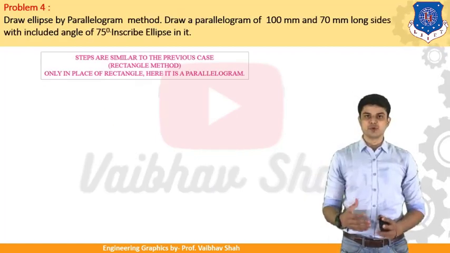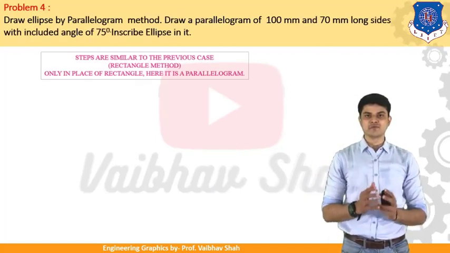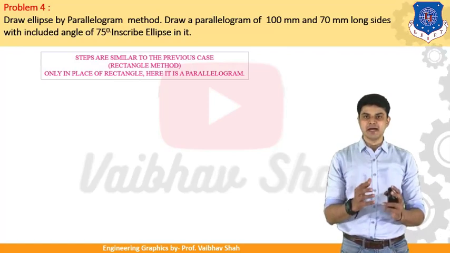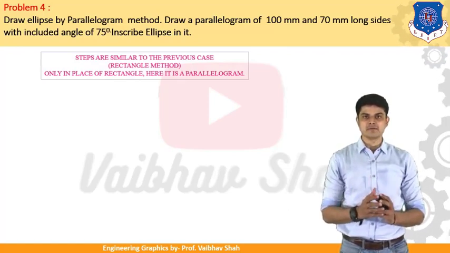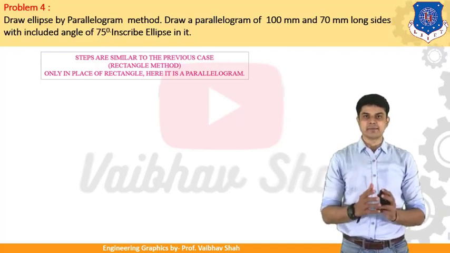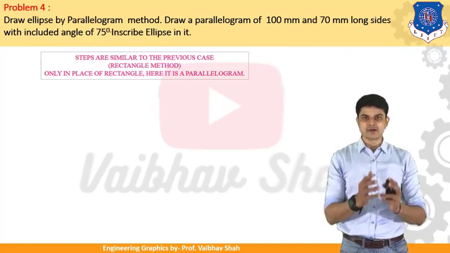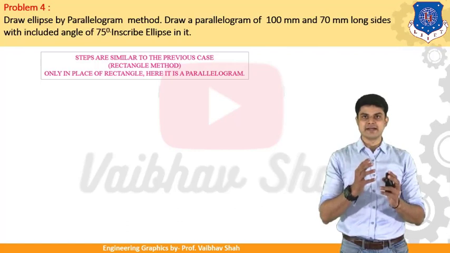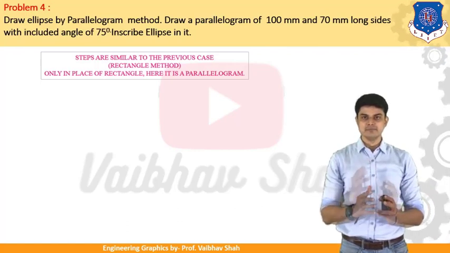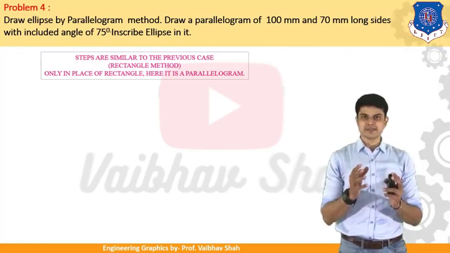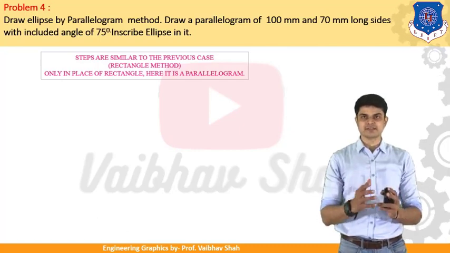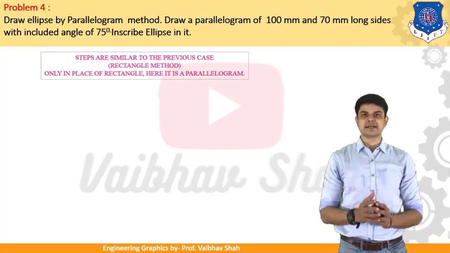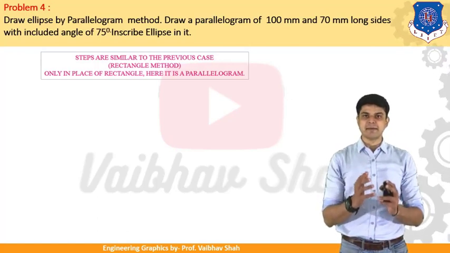Then let us move to our next example, problem number 4. Draw an ellipse by parallelogram method. Draw a parallelogram of 100 mm and 70 mm long sides with an included angle of 75 degrees. Inscribe an ellipse in it. Note that the steps are very similar to the previous example. The difference is that here, in place of the rectangle, we will be constructing a parallelogram.